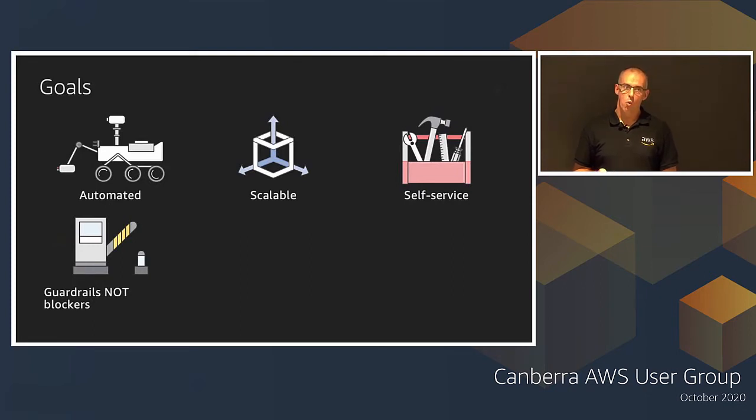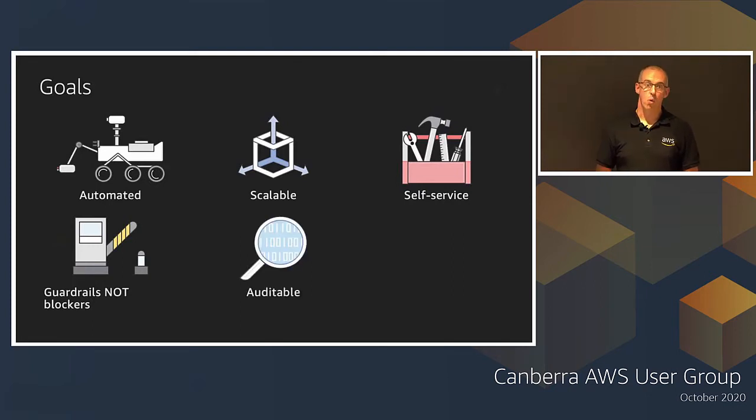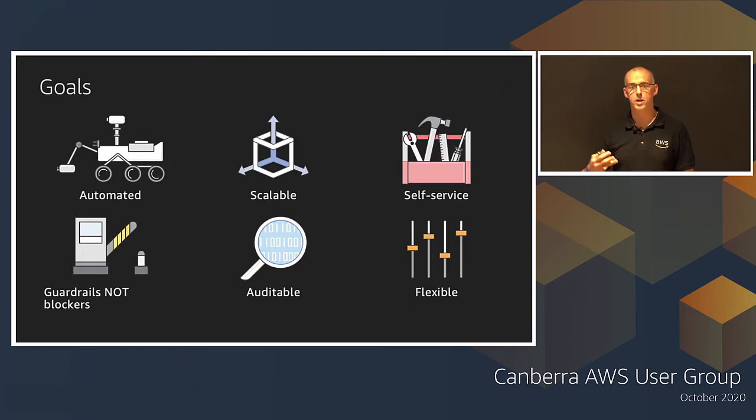Any environment like this has to be auditable. We have to know who did what, where and when as part of our good governance and good security. And lastly, when you start on your cloud journey or are progressing through it, you don't know everything there is to know about the way your team and your organisation will work in cloud. So whatever you build has to be flexible.